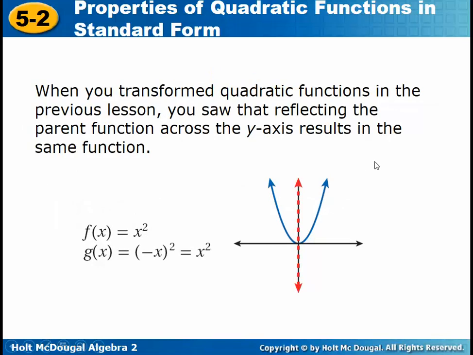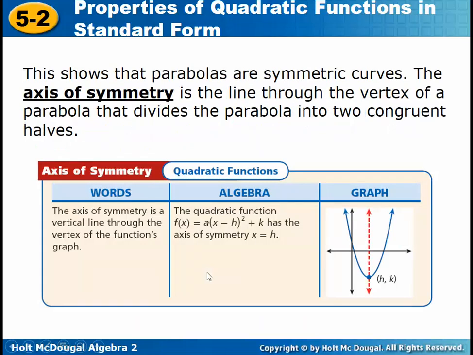So when you transform quadratic functions from the previous lesson, we saw that if we reflect the parent function across the y-axis, it's exactly the same. So that means that the quadratic function f(x) = x squared, or y = x squared, is exactly the same as g(x) = (negative x) squared, because if you take a negative number and square it, you get a positive number. So it's the same exact thing. This shows that parabolas are symmetric.